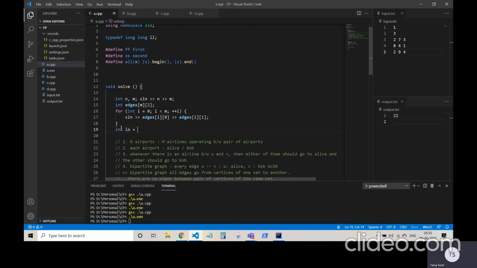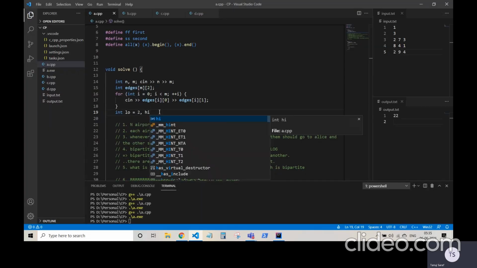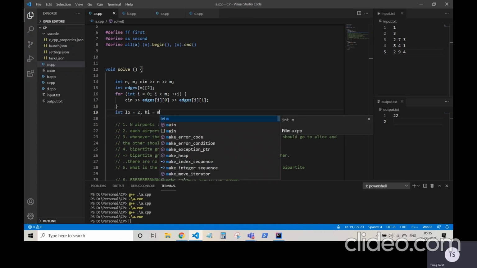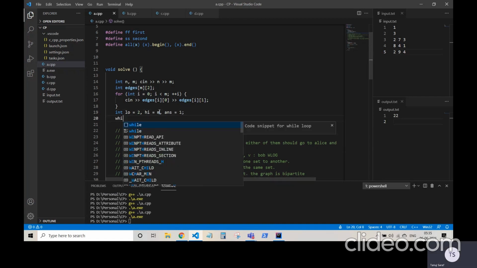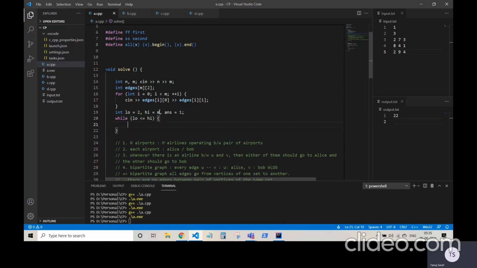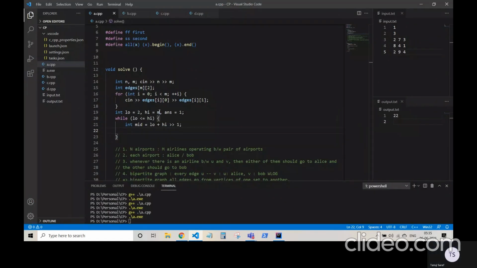So we know that we can obviously always add at least one edge. So let's just keep the lower bound as 2 and the upper bound will be m, that we can add all edges, and we need another variable answer, which we are initializing with 1 because we can always do that. So while low is less than or equal to high, we say that mid is low plus high by 2. This stores the number of edges that we have added till now, right?